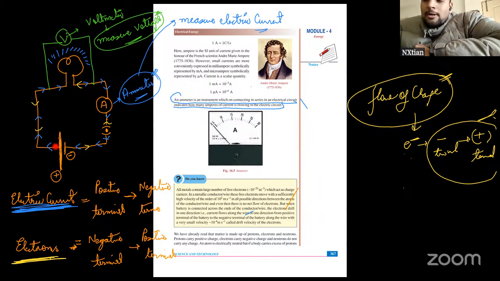Okay, this is very important. You can take a screenshot if you want to. Please make it, because this is the basic idea about electric current.